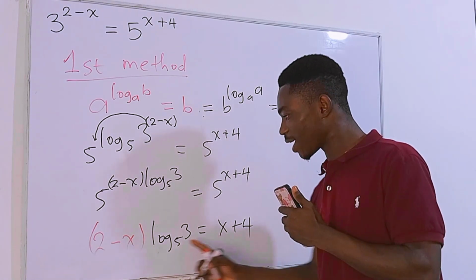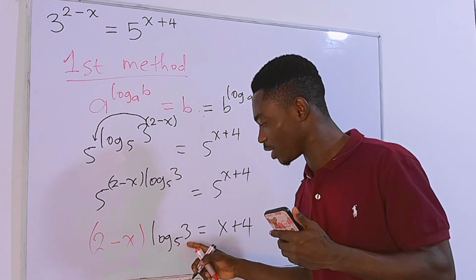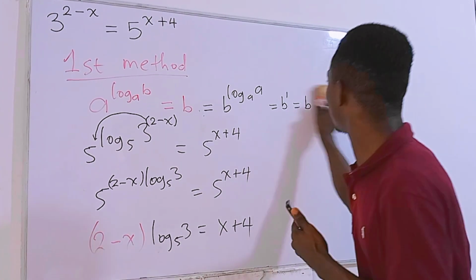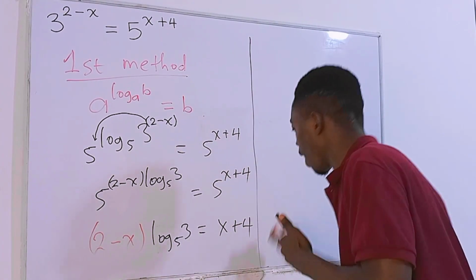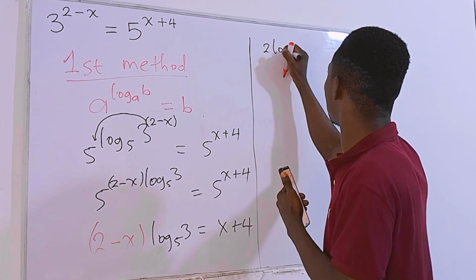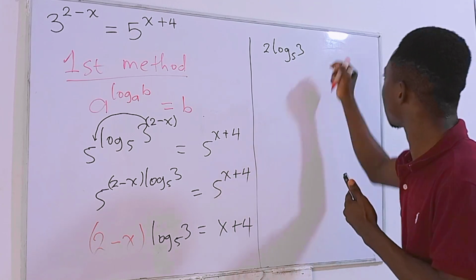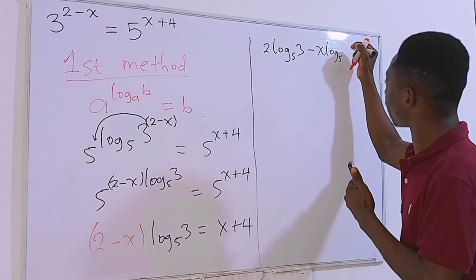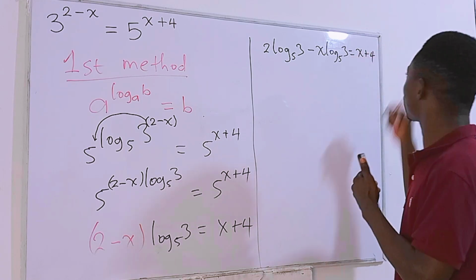Now check this out. We have x here, x in parentheses right here. Before we can get this x right here, we need to distribute this log right there. So basically, we are going to have to get rid of this quickly. We are actually going to have 2 times the whole of this, which will be 2 log base 5 of 3. Then minus x times this, that is also going to be minus x log base 5 of 3. And the right hand side, we still have x plus 4.